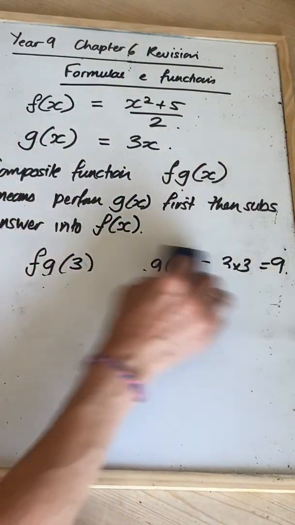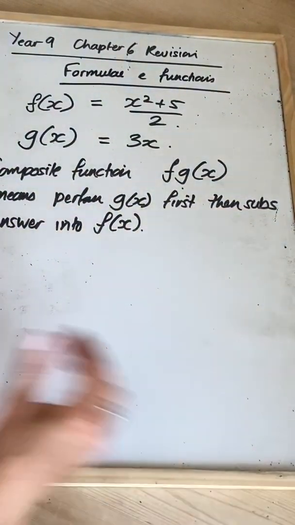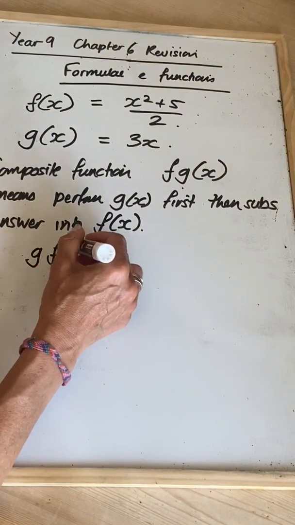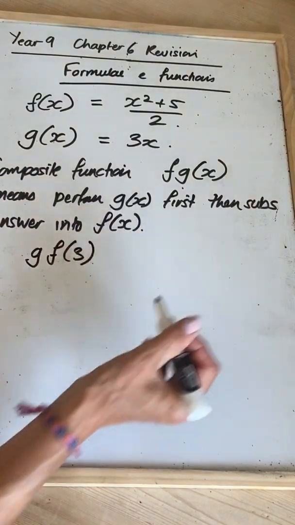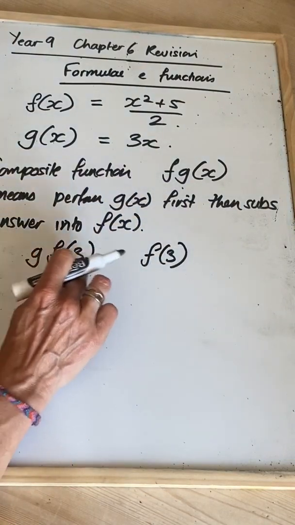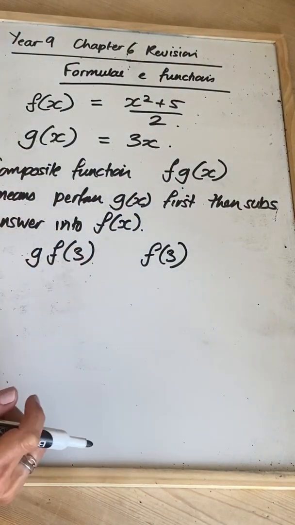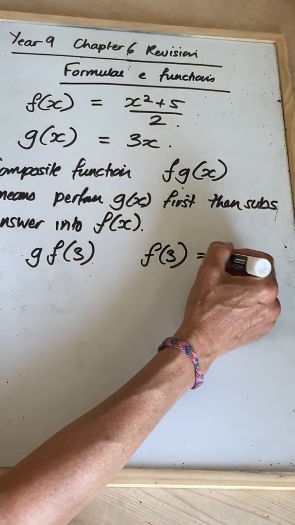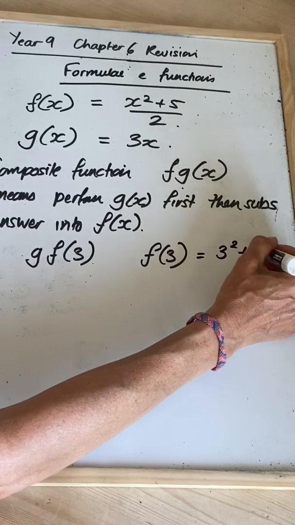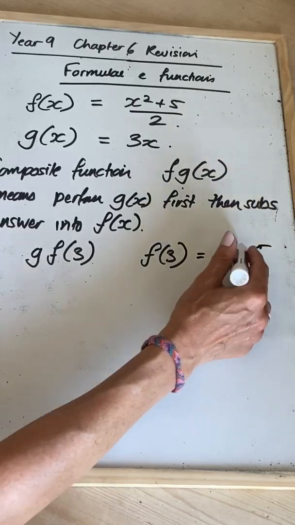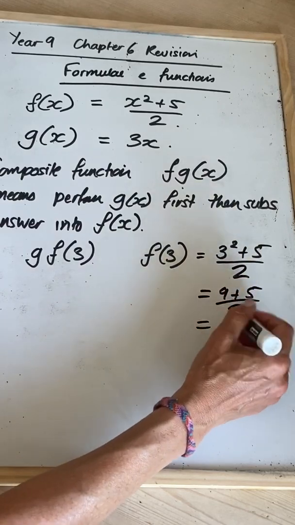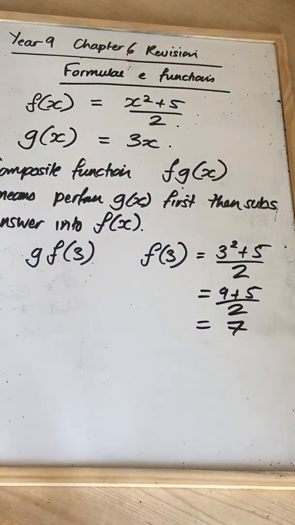I'm just going to demonstrate to you that it doesn't work the same way the other way round. So I'm going to go for gf of 3 this time. My first step would be to do the f function because it's closest to that number. So that's going to give me 3 squared plus 5 over 2. 3 squared is 9 plus 5 over 2. That's 14 over 2, which is 7.